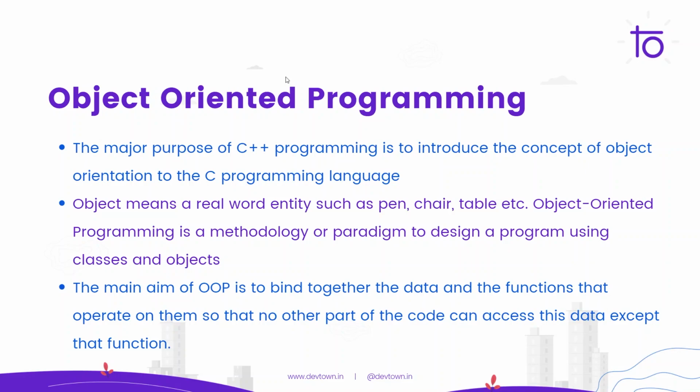The main aim of OOP is to bind together the data and the functions that operate on them so that no other part of code can access these data except the functions which are defined within the class.